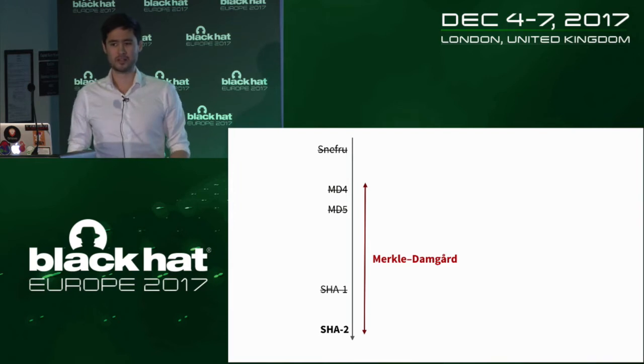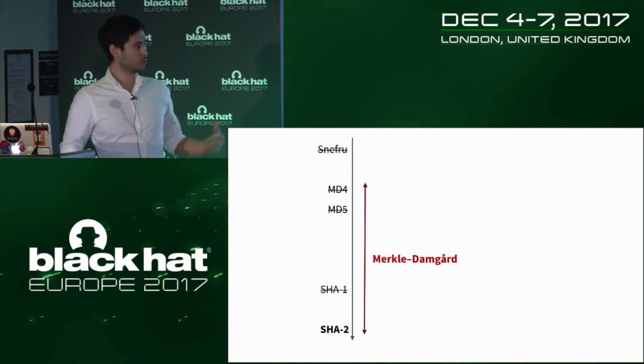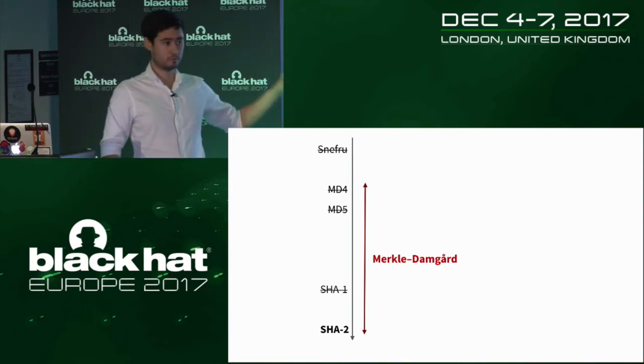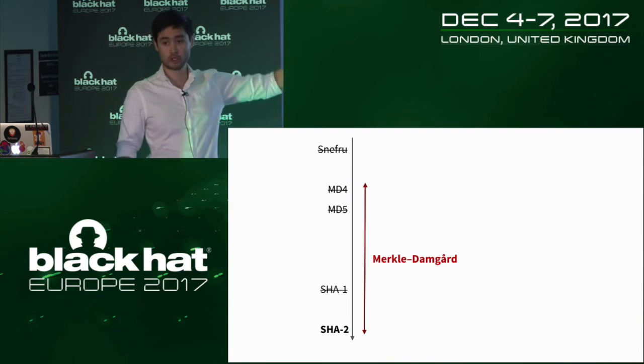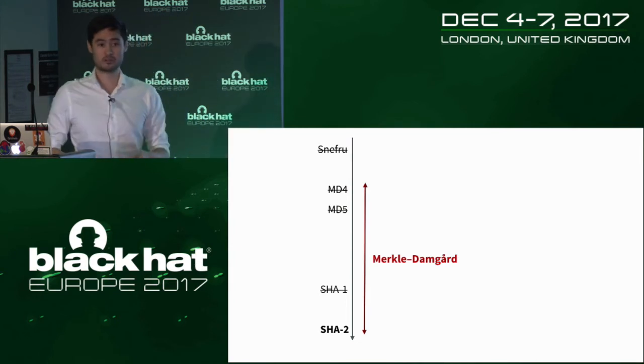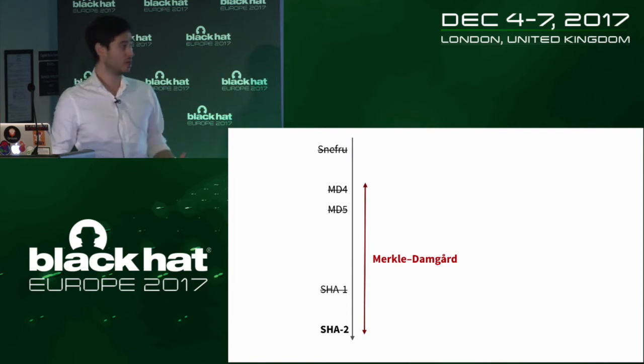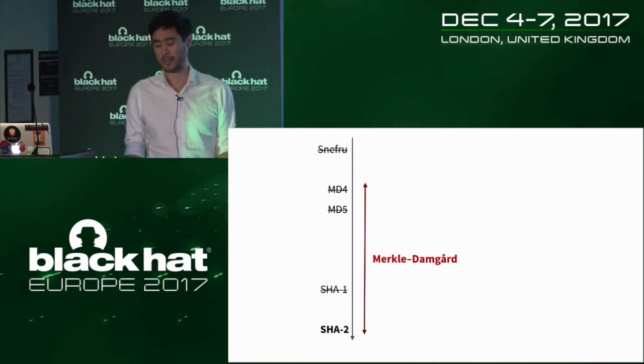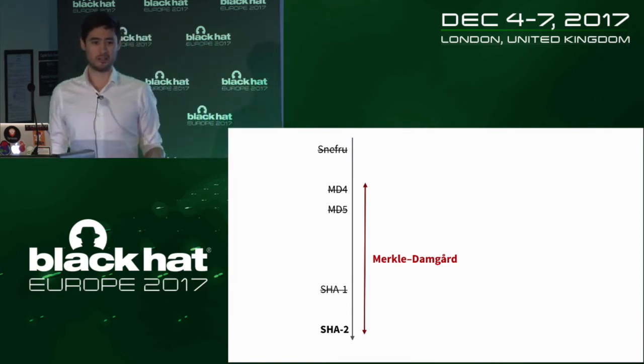So the question we had back then was, is SHA-2 going to follow the same fate, right? It's built on the same construction, the Merkle Damgard construction that I'm not going to explain here. And if it follows the same fate, do we have a backup plan? Do we have another hash function that you can use to replace SHA-2? And the answer was not that clear back then.